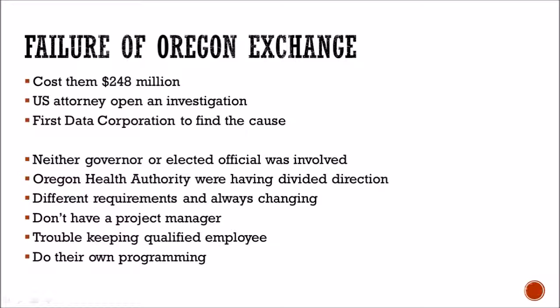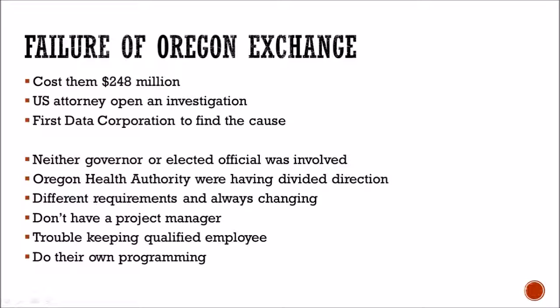The first thing they noticed was that neither the governor nor the elected officials were involved in the project. The project was having problems with divided directions from the Oregon Health Authority. The agency had different directions and requirements that were always changing. As a result, it confused the software developer.